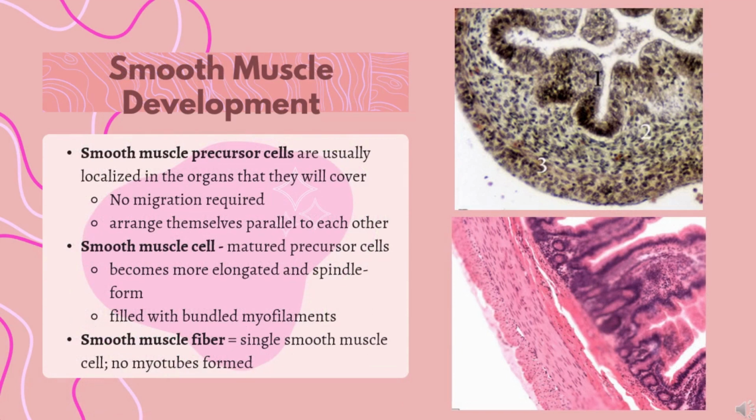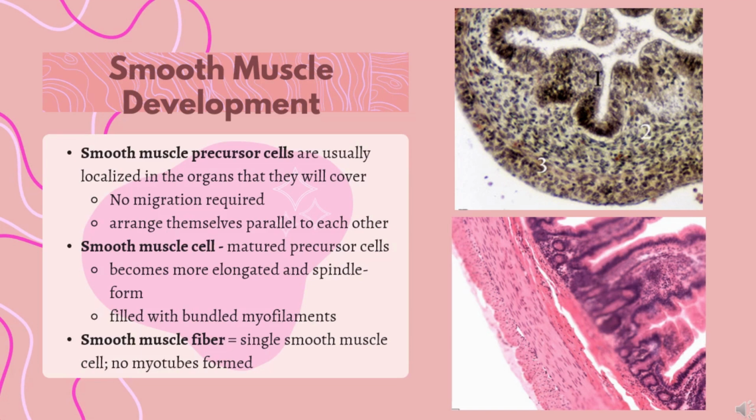Smooth muscle cells arise from smooth muscle precursor cells, usually localized in splanchnic mesoderm surrounding the organs that they would eventually cover. Eventually, these precursor cells would begin arranging themselves parallel to each other, making themselves appear more organized as compared to other neighboring mesenchymal cells. This is seen in the top photo showing a cross-section of human fetal intestines. Here we can notice that layer number 3 has cells parallel to each other arranged circularly in the intestine, which corresponds to the developing smooth muscle cells.